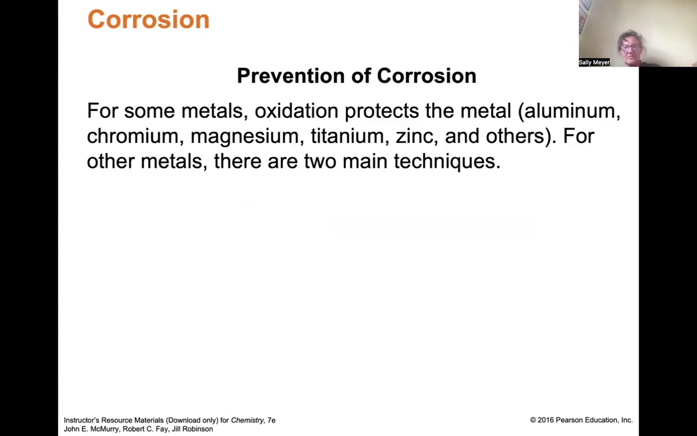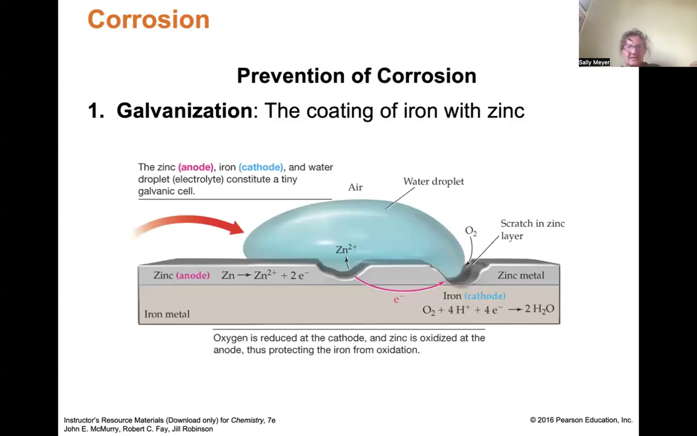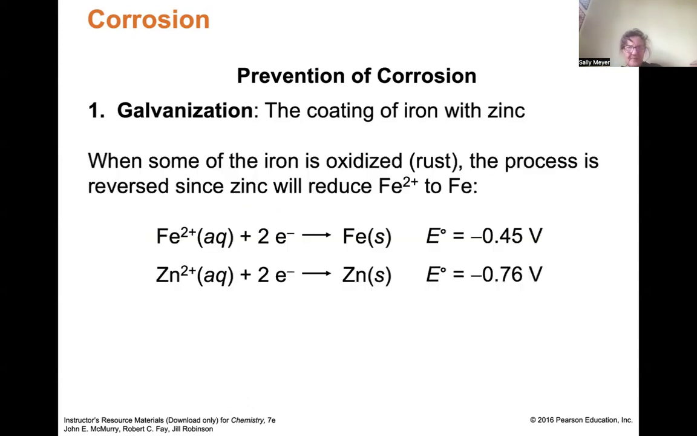So prevention of corrosion: for some metals, oxidation protects the metal. For other metals, there are two main techniques. Galvanizing it, so taking your iron and covering it with zinc. Zinc won't react in this reaction, so that's one way. And this is just showing you how that works.